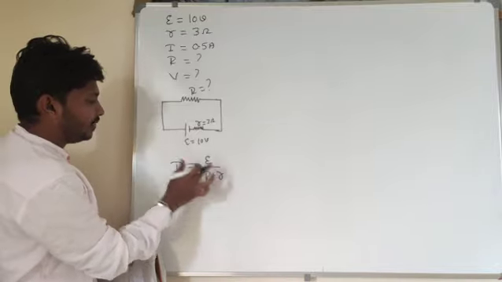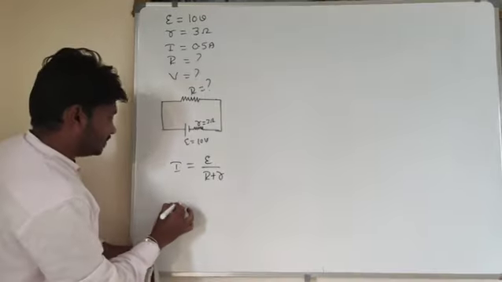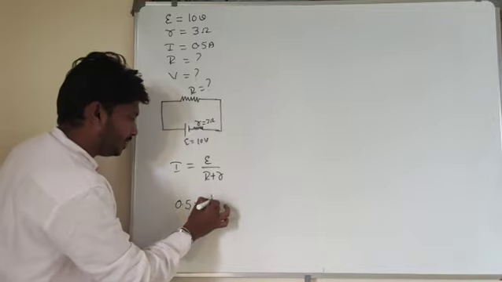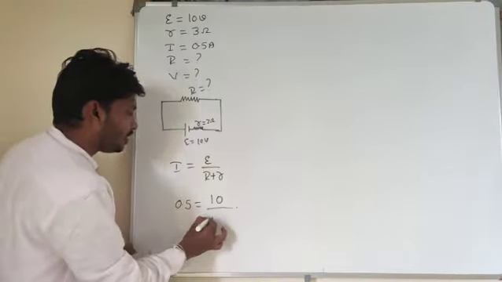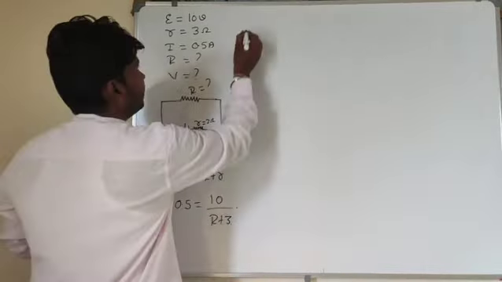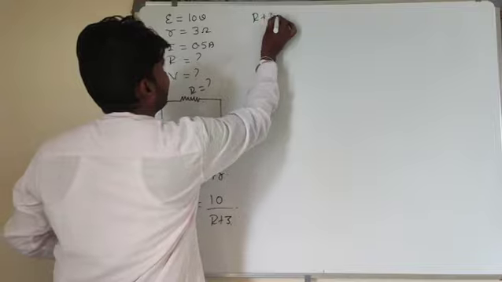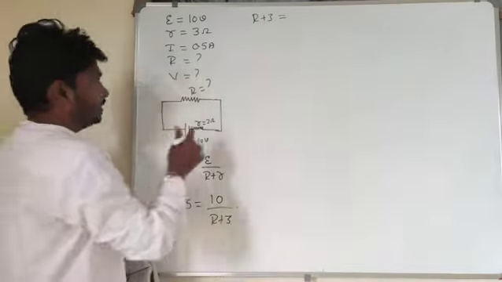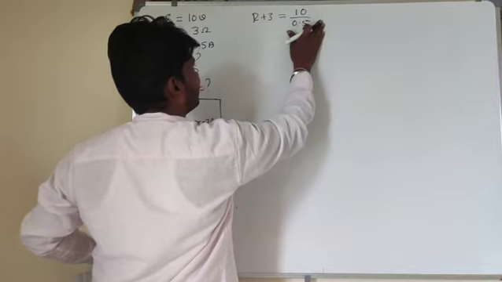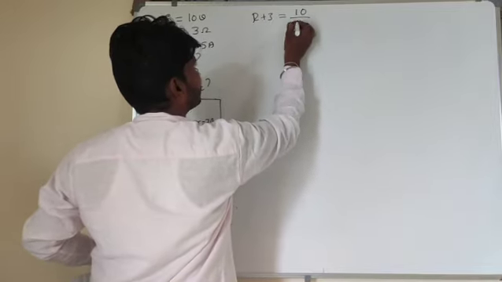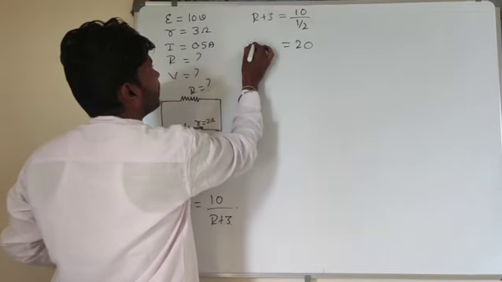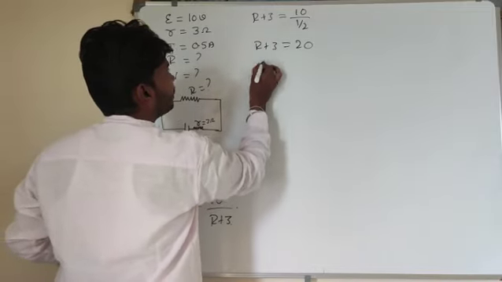So the I value, E value and small r value are already given. The current value is 0.5 ampere, the EMF value is 10, and R plus the internal resistance of 3 ohm. So R plus 3 is equal to 10 divided by 0.5. 0.5 is nothing but 1 by 2, so that is 20 here. R plus 3 is equal to 20.